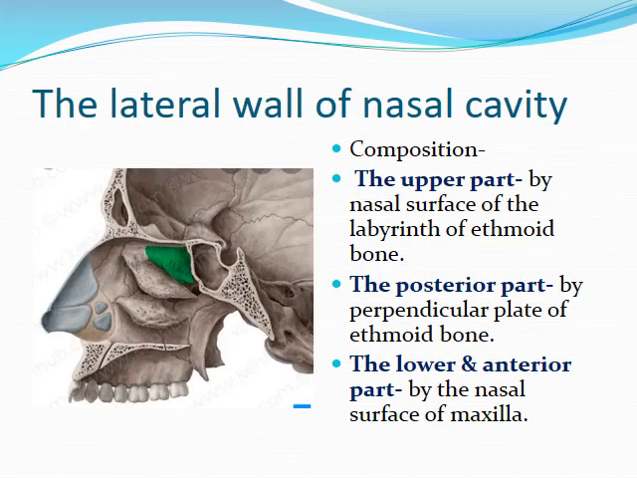Now coming to the lateral wall of the nasal cavity. The lateral wall of the nasal cavity is irregular. Unlike the medial wall, which is smooth, the lateral wall is irregular and it presents with many bony projections and depressions. So this lateral wall, in the upper part, is formed by the nasal surface of the labyrinth of the ethmoid bone. The posterior part is formed by the perpendicular plate of the ethmoid bone, and the lower and anterior part of the lateral wall is formed by the nasal surface of the maxilla. So this is the lateral wall, as you can see in the picture.